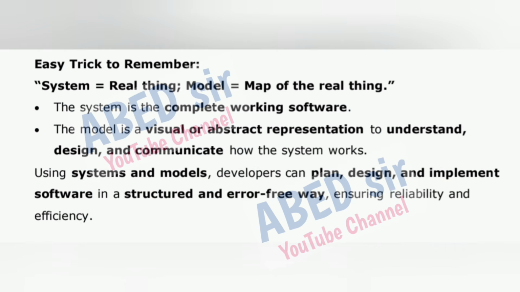Easy trick to remember. System is equal to real thing, model is equal to map of the real thing. The system is the complete working software. The model is a visual or abstract representation to understand, design, and communicate how the system works. Using systems and models, developers can plan, design, and implement software in a structured and error-free way, ensuring reliability and efficiency.